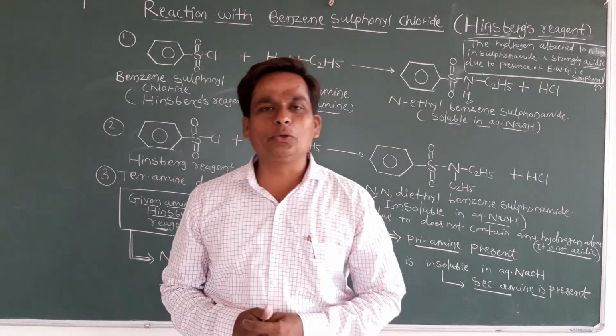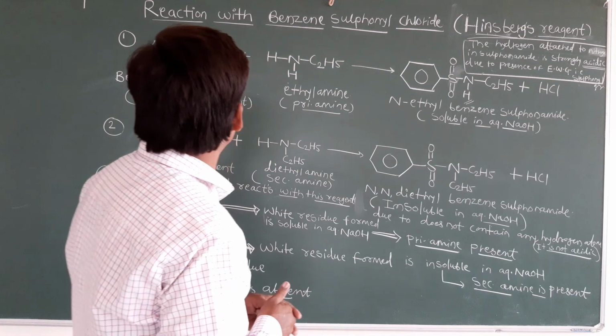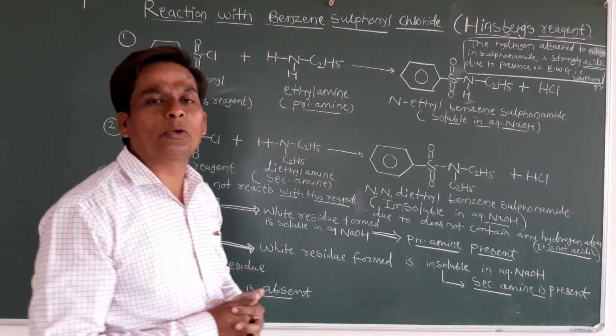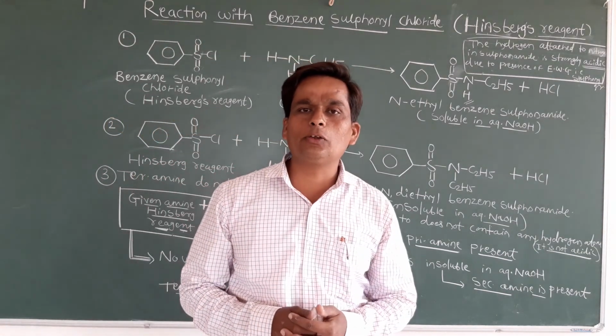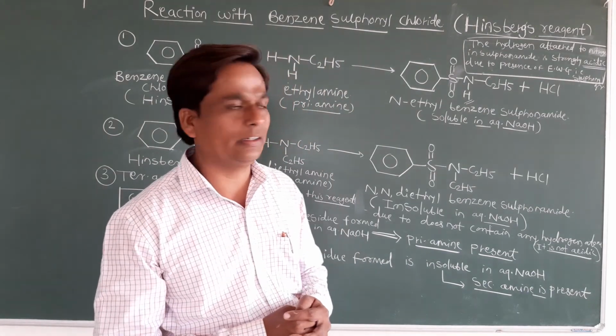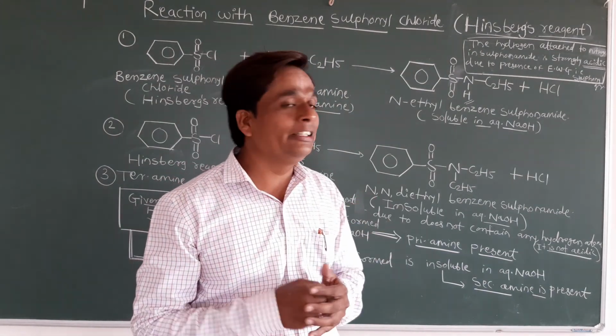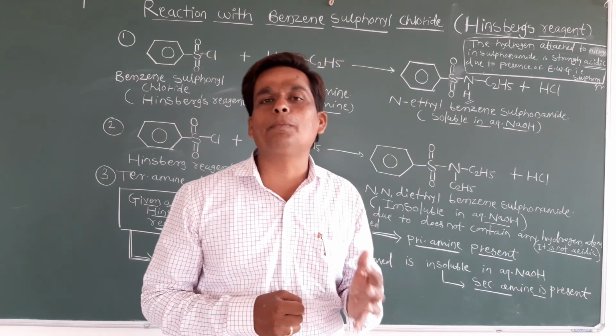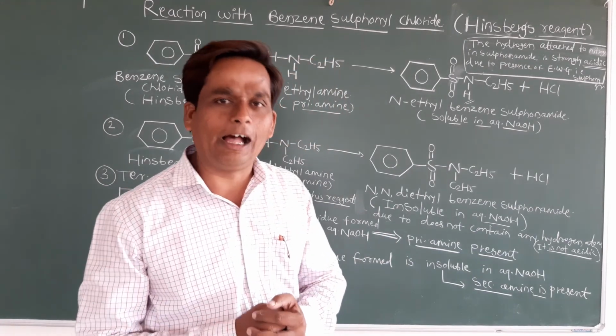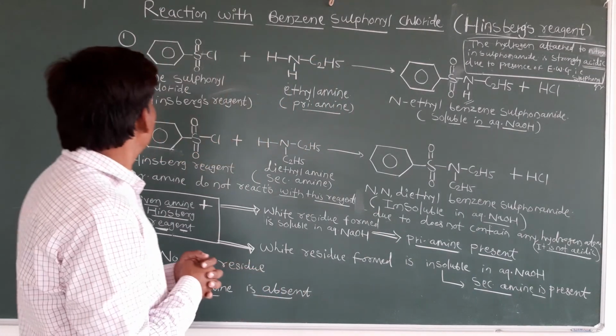Hello students, in today's class we will see the reaction with benzene sulphonyl chloride. Benzene sulphonyl chloride is nothing but Hinsberg reagent. That Hinsberg reagent we can use to check whether it is a primary, secondary or tertiary amine. So we will just see in reaction.